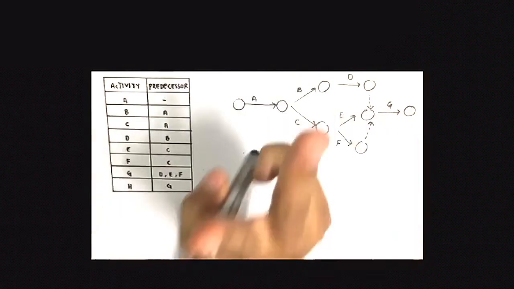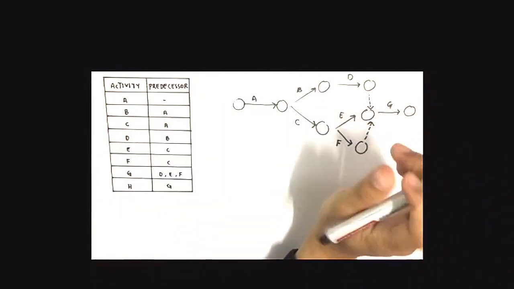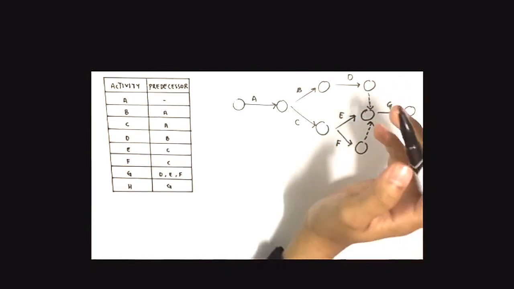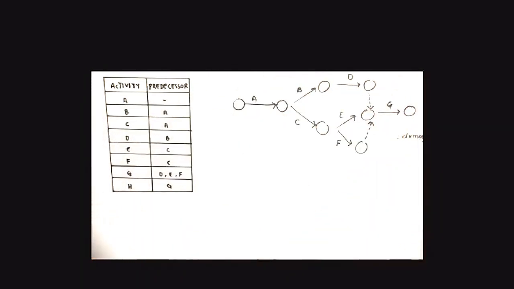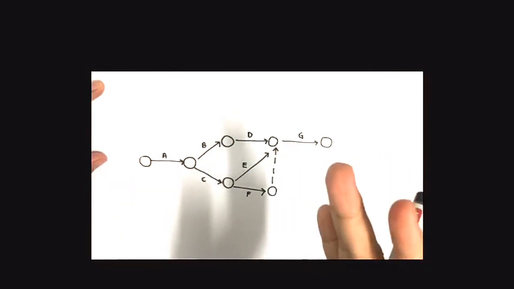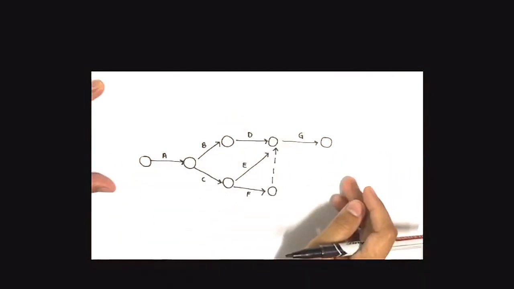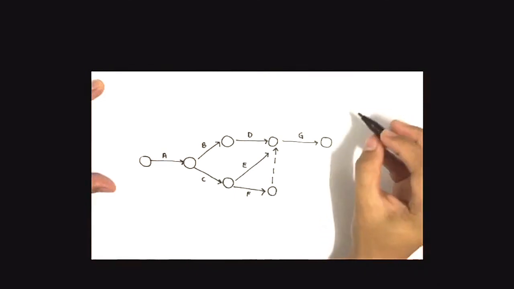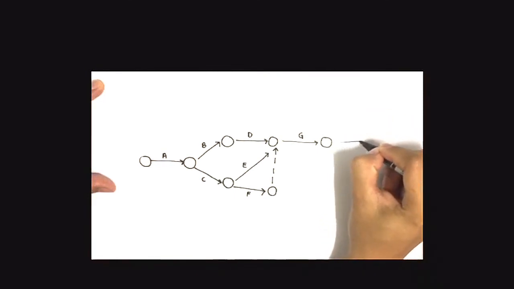But the drawing has two dummy activities and we want to minimize the number of dummy activities. So we want to minimize it. Okay, there is a way to draw it. So I just erase it and it will look like this. Okay, but make sure the predecessors are still correct. So next we have to draw activity H like this.